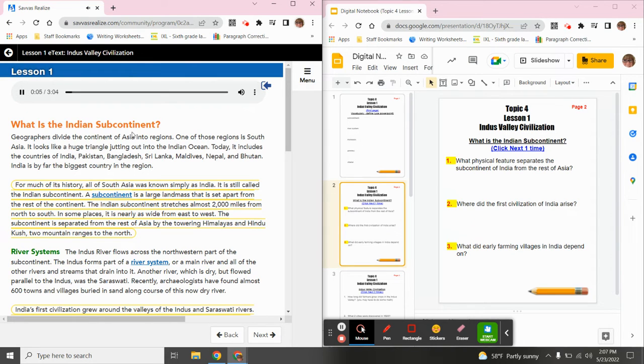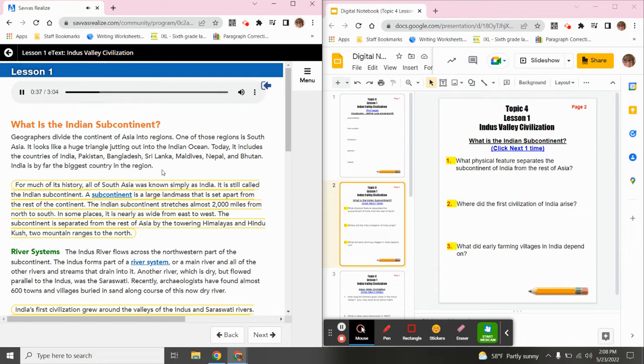Geographers divide the continent of Asia into regions. One of these regions is South Asia. It looks like a huge triangle jutting out into the Indian Ocean. Today, it includes the countries of India, Pakistan, Bangladesh, Sri Lanka, Maldives, Nepal, and Bhutan. India is by far the biggest country in the region. For much of its history, all of South Asia was known simply as India. It is still called the Indian subcontinent.